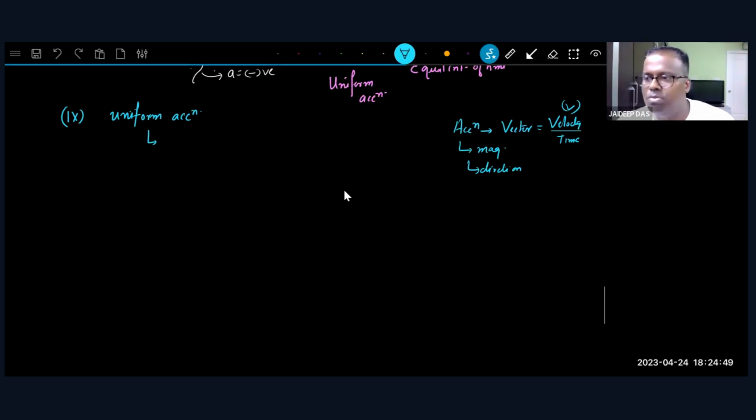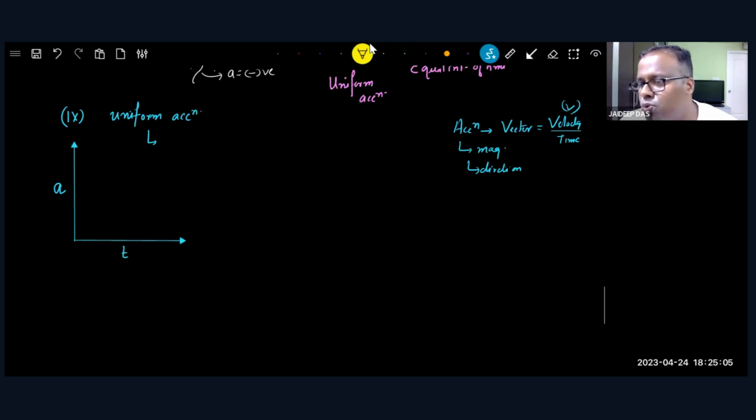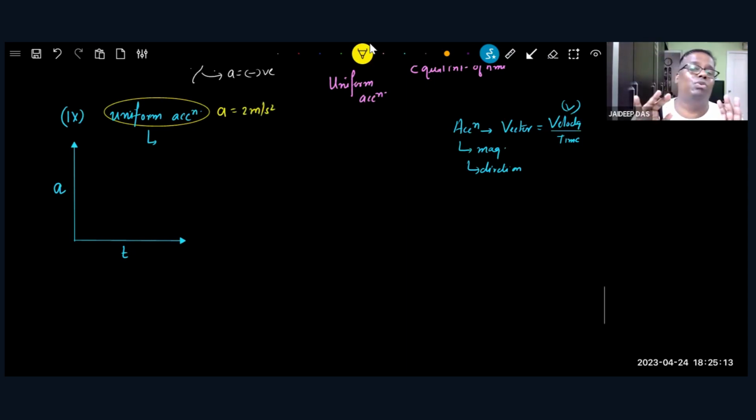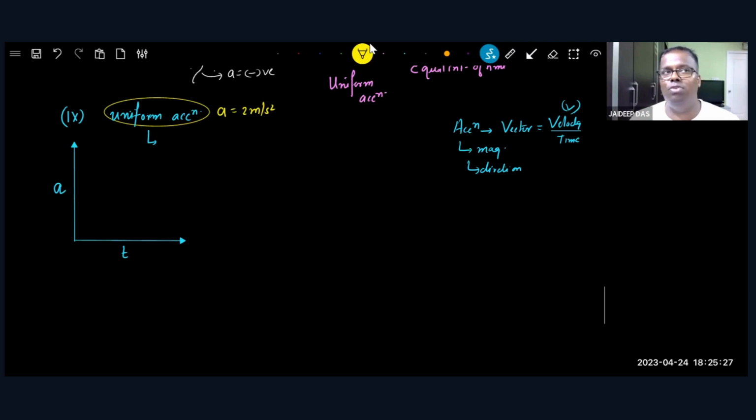Now, if you have uniform acceleration, that means if I draw an AT graph, now tell me. The graph is an AT graph. On y-axis, I have got A, and on x-axis, I have got T. I am supposed to represent uniform acceleration. I'm taking a case, A equal to, say, 2 meters per second square. How should the graph look like? Uniform. How should the graph look like? Yeah, Zoe, tell me. Going upwards, but like equally. Uniform.